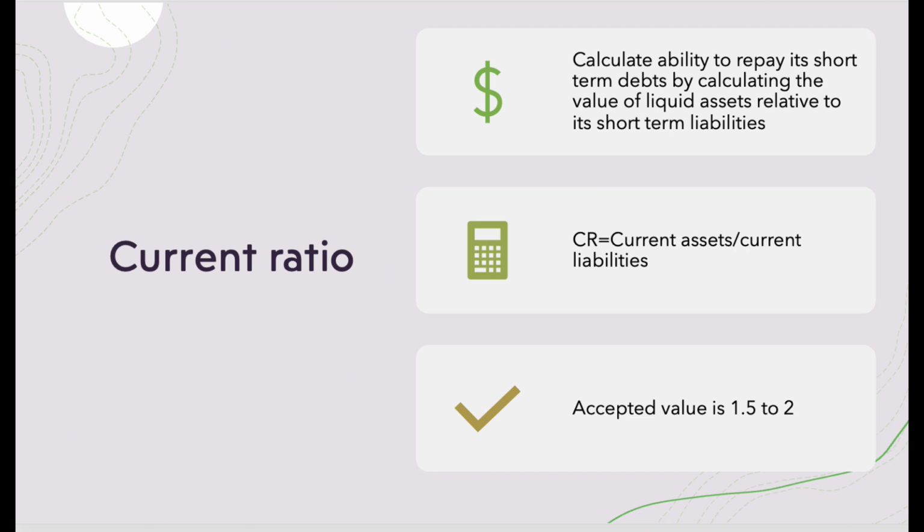It's a very simple calculation, and then you make it a ratio to 1. So whatever value you get, you do that to 1. The accepted value of this is between 1.5 to 2. You really should be aiming to be between those two figures, and it can be improved by raising the current assets or obviously lowering liabilities.